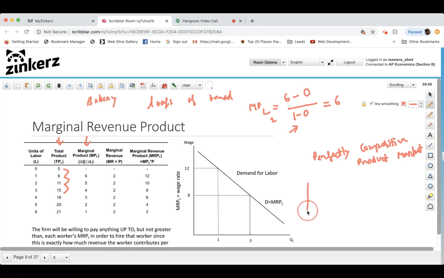If we assume the perfectly competitive product market, this is the market graph. This is P star, this is Q star, supply, demand. And remember, on the firm side, they are price takers. They just take this P star as given, and they have a perfectly elastic demand curve.